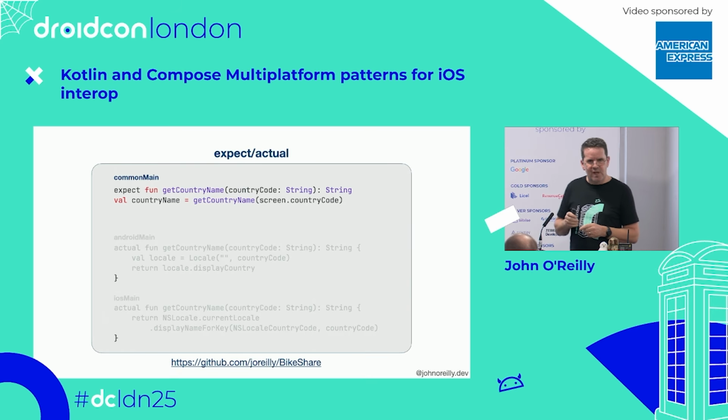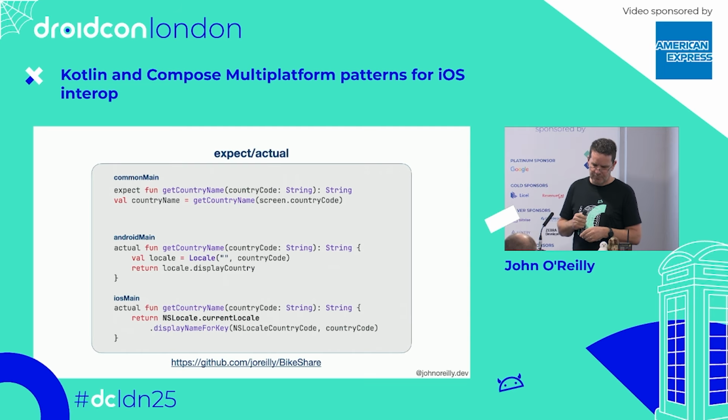So first, a small expect/actual example. Here we have a getCountryName expect function that we can invoke in commonMain code. And then we have actual implementations for Android and iOS in their respective source sets, using Locale on Android, and NSLocale on iOS.